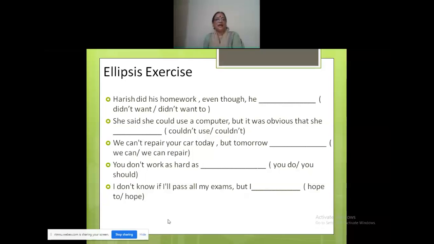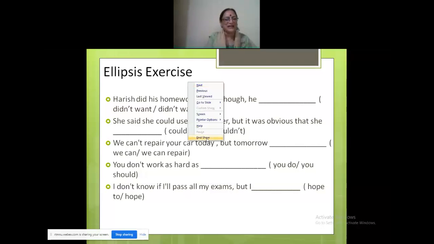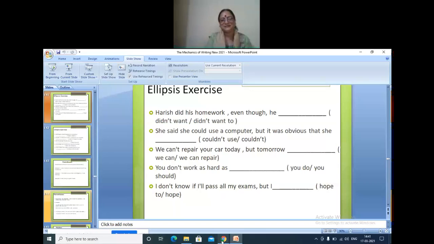It's a very simple exercise. Harish did his homework even though he didn't want to. Now, why should it be "want to" and not "want"?